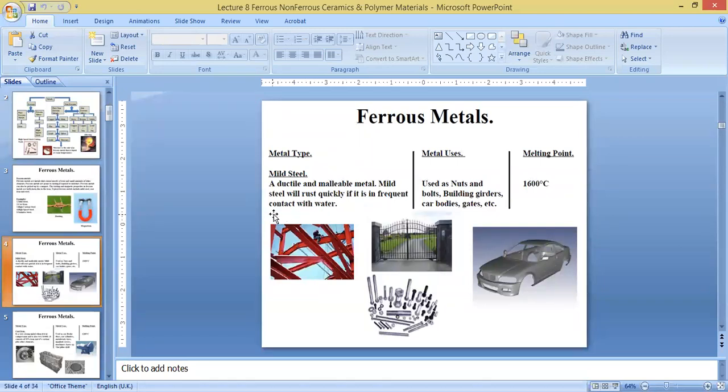So what is mild steel? Let's talk about mild steel. It's ductile and malleable. It will rust quickly if it is in frequent contact with water. It's used as nuts, bolts, building girders, car bodies, gates, etc. In case you didn't know what your gate is made out of, most likely it's made out of mild steel. Melting point is 1,600 degrees Celsius.